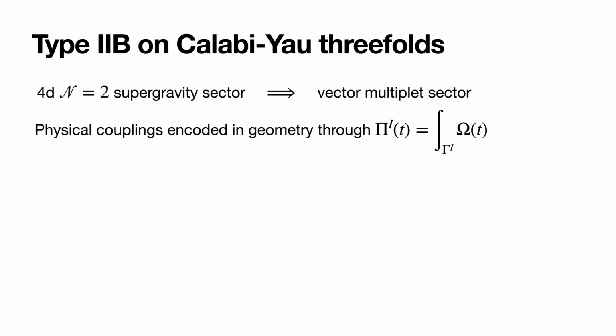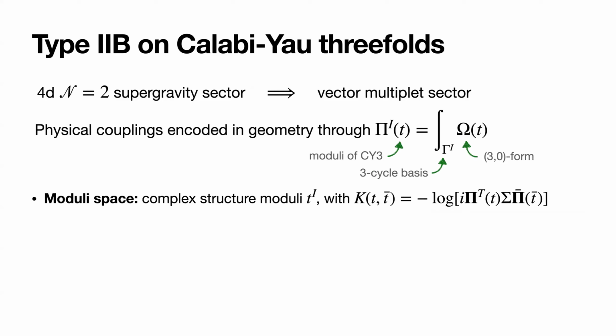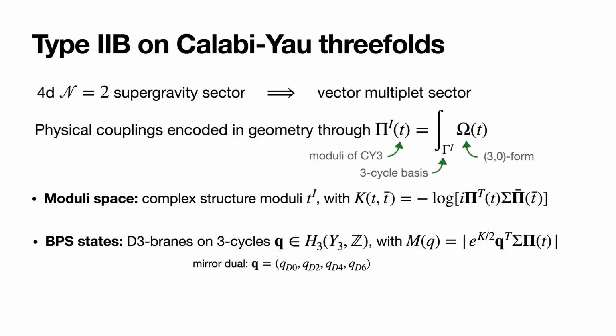You have all the physical couplings of this theory, which you can compute from the geometry through what is known as period integrals that depend on the moduli, called T here, and expanding in an appropriate basis for the charges of the branes. So the moduli space follows from the Kähler potential, computed in this way. BPS states come from wrapping D3 branes now on 3-cycles. So these are particles or black hole states in the 4D theory.